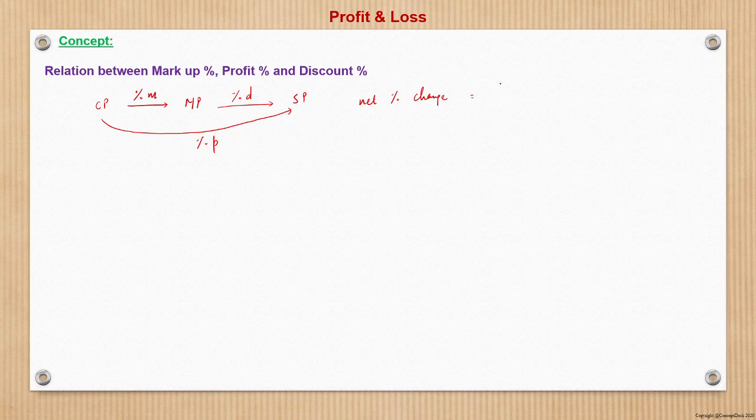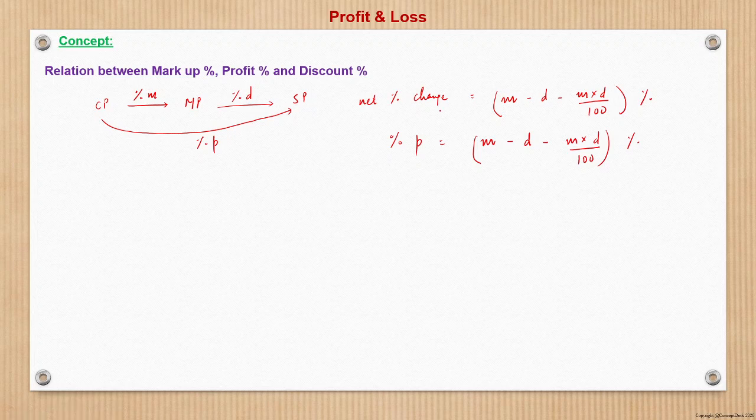net percentage change would be what? Net percentage change will be M minus D. Why minus D? Because D is negative, right? Had it been a positive increment, it would have been plus D plus M into D by 100, right? This we had seen so much percent. And this net percent change from CP to SP is nothing but percentage profit. So we can say percentage profit is nothing but M minus D minus M into D by 100. So much percent, right?